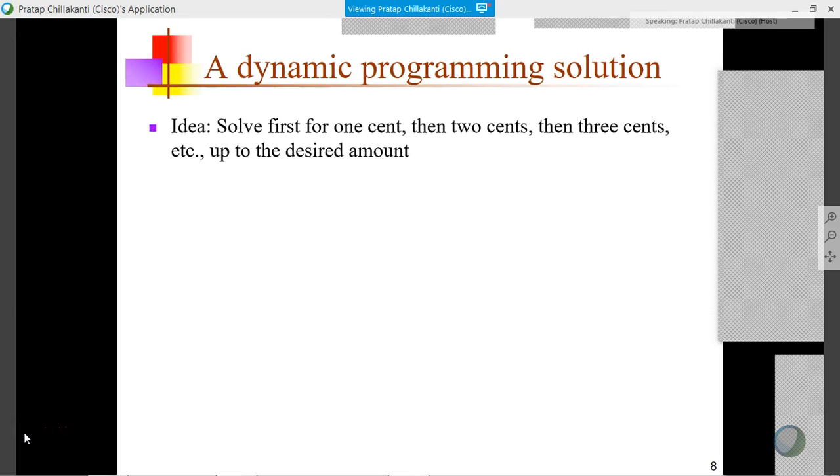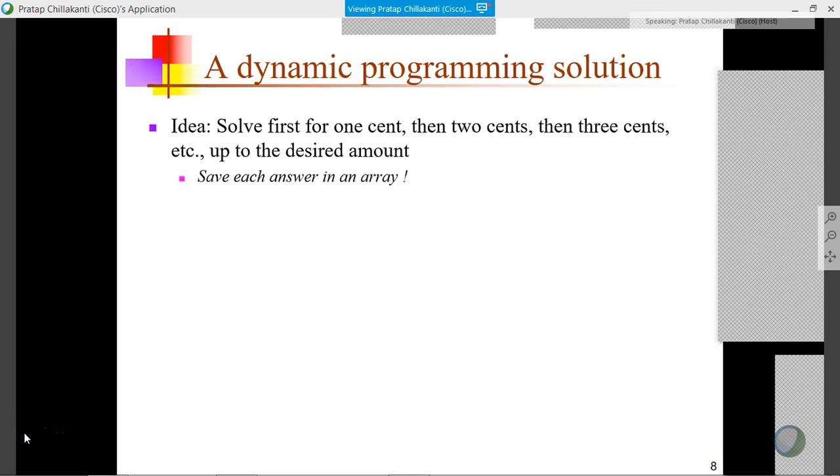The idea is the following. By the way, there is no way you will understand all of it in one shot. You have to cover a few more slides for you to start appreciating it. Dynamic programming says solve for 1 cent, then 2 cents, then 3 cents, up to the desired amount. And then you save that answer. Once you save that answer, you don't have to redo that. So the first time is the tough part. Subsequent times, the answer is already available to you.